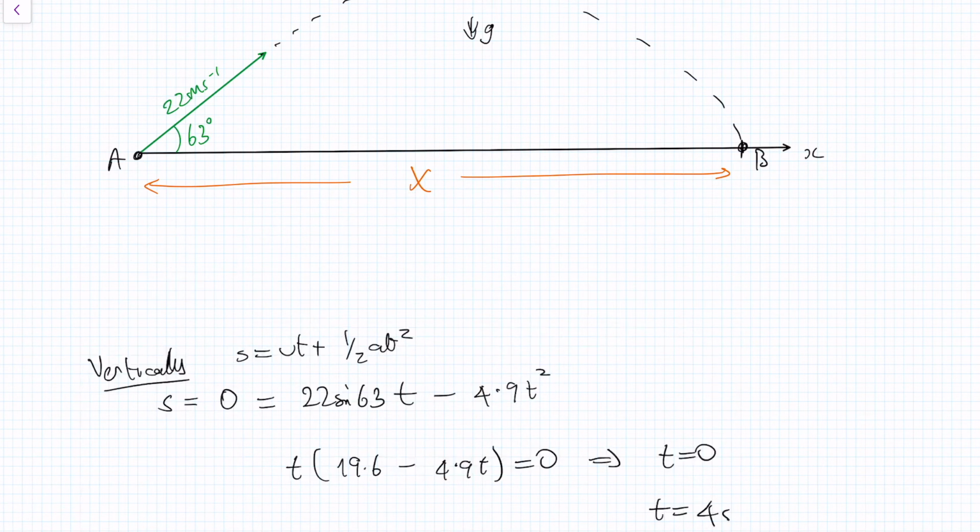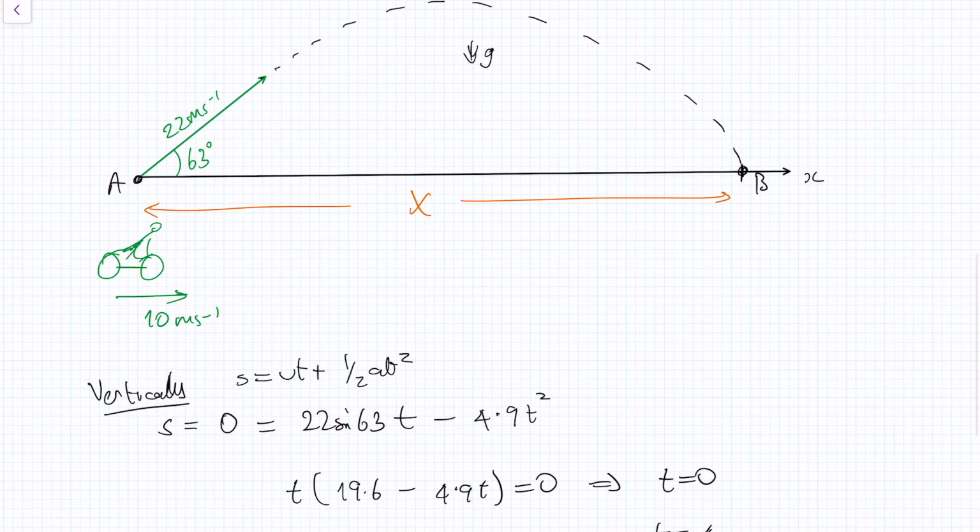Let's say now we have a cyclist at point A, and this person is traveling at a speed, let's say in that direction, 10 meters per second. Now, how would this motion appear to, let me call this point C here, C for cyclist. So what will he observe?